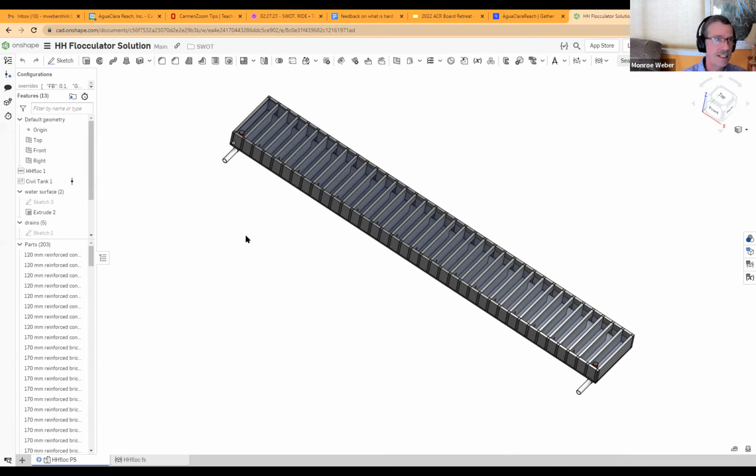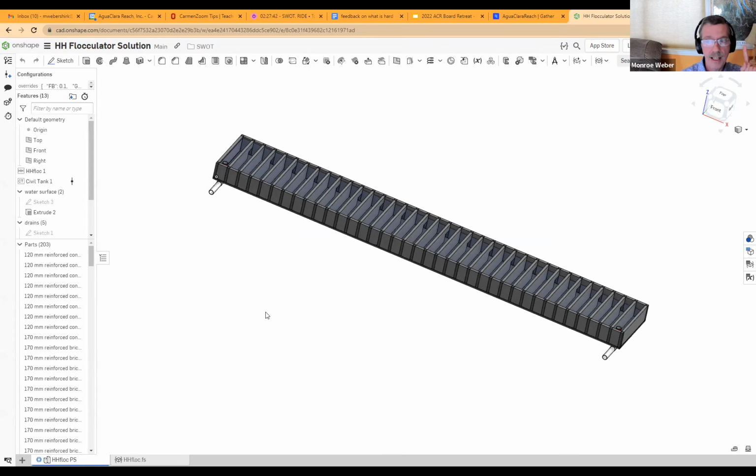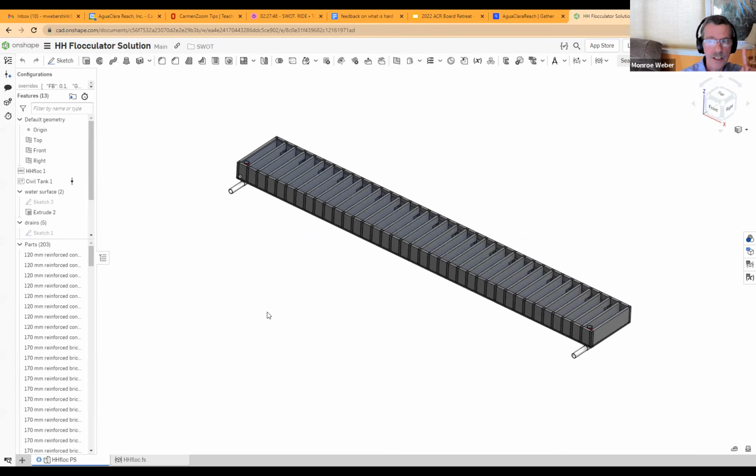You're the first ones to design this flocculator, or I created the very first design of this for this design challenge. So that's why it's not completely documented yet. And the other thing to notice is that unlike both of the other flocculators, there's only one channel. There's baffles in one row.